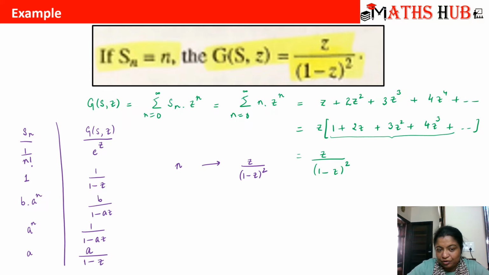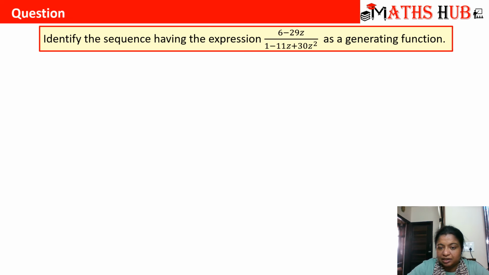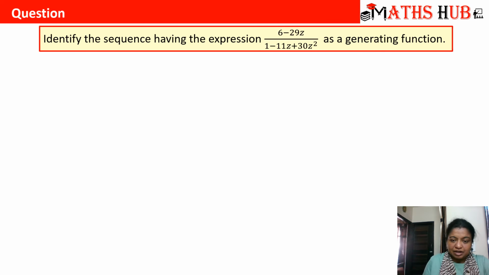So I hope from the sequence you can now develop the generating function. So let us do one more question and let us see how to identify the sequence when the generating function is given to us. So the generating function g of s, z is given to us as 6 minus 29z upon 1 minus 11z plus 30z square.